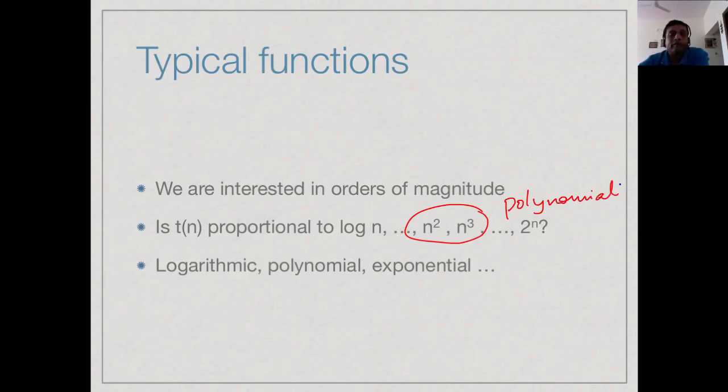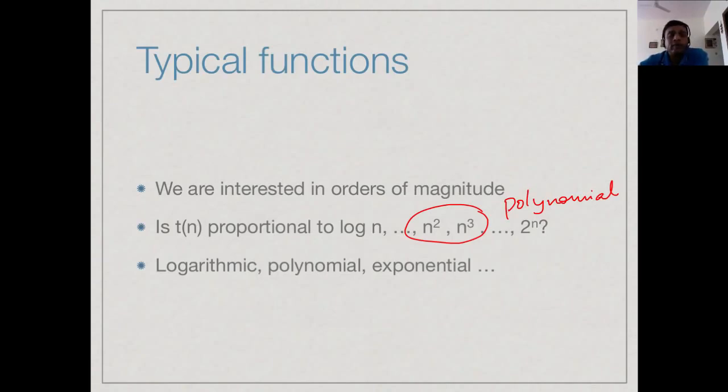And then we could have something which is 2 to the n. 2 to the n essentially comprises of looking at all possible subsets. So these are typically the brute force algorithms where we look at every possibility and then determine the answer. So we have logarithmic, polynomial, and exponential functions.